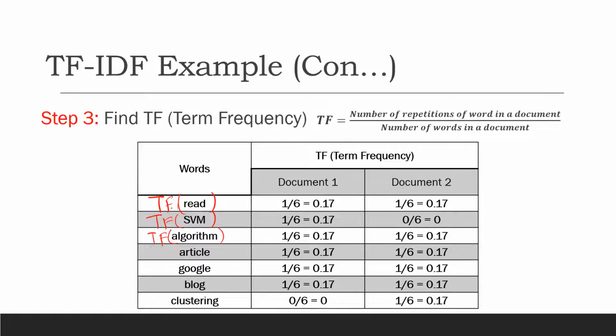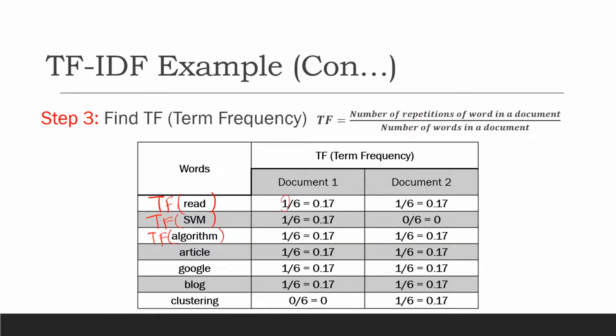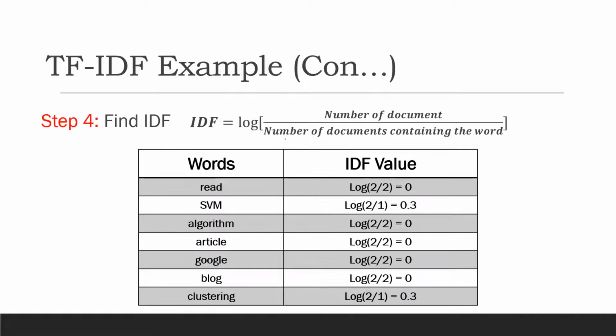So term frequency of read means the number of repetitions of the word read in the document. How many times is the word read? 1. So 1 divided by the total number of words, 6. So 0.17. Likewise, I will calculate everything for all. Similarly, I need to do the same thing for document 2 also. In my fourth step, I need to calculate the IDF values.